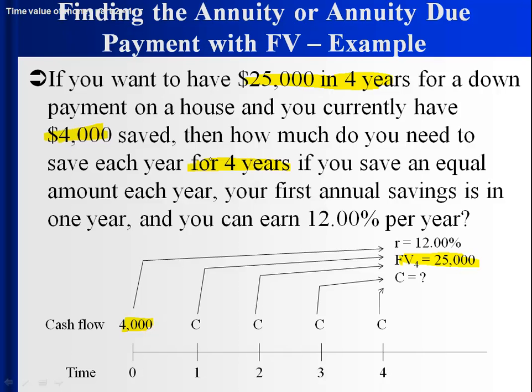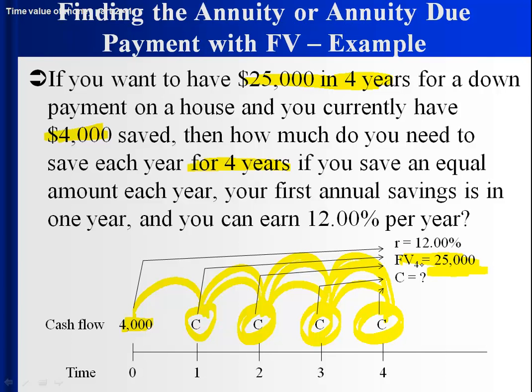So we know we're going to be putting in 4 payments because we're going to be saving each year for 4 years, an equal amount each year. The first savings is in 1 year, and you can earn 12% per year. So there's our first, second, third, and fourth. What we're looking for is what is C such that 4,000 times 1.12 to the fourth plus C times 1.12 to the third plus C times 1.12 squared plus C times 1.12 plus C is equal to 25,000.